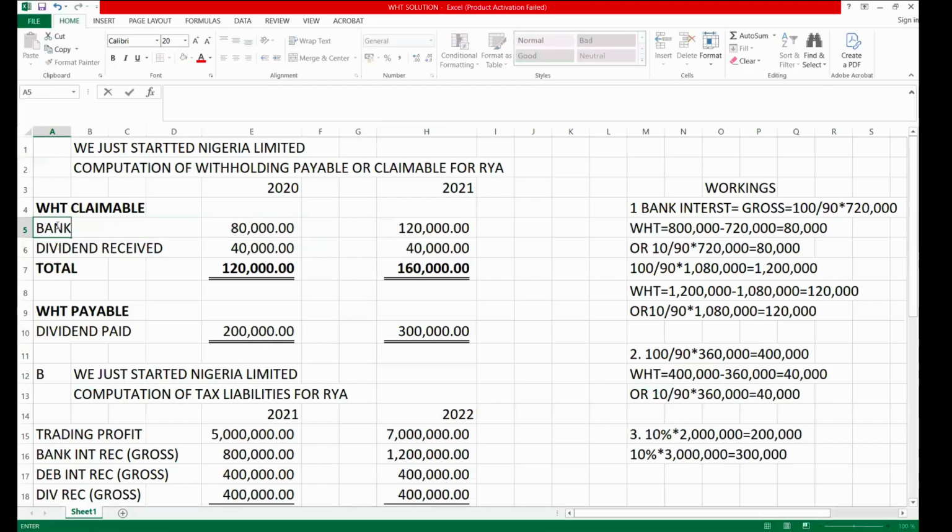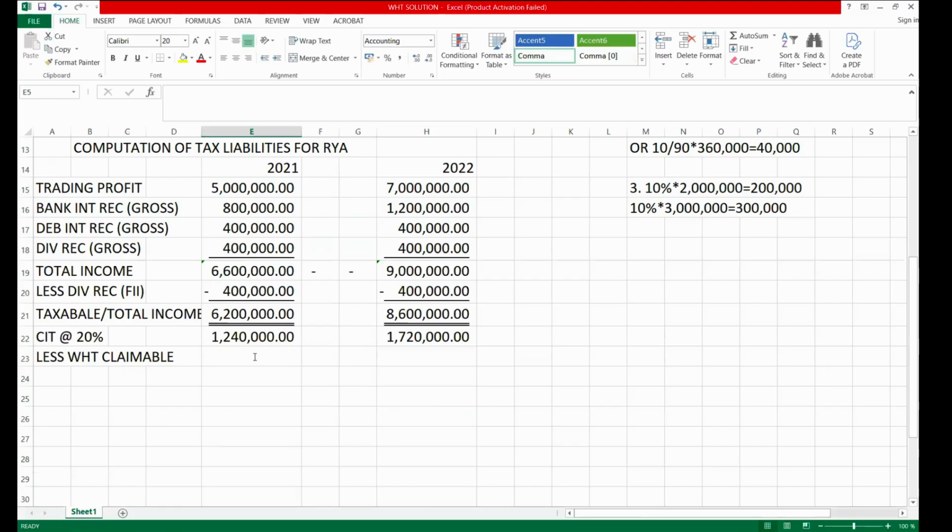Bank interest received. So only that will become claimable, which is 80,000 and 120,000. You less it because they have suffered that tax before. So you now less it from this amount, which we have as 120,000.